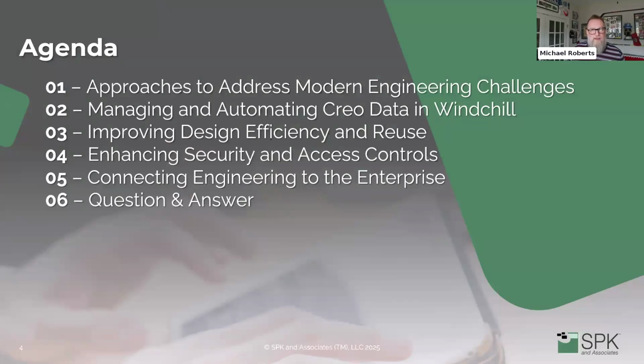So today's discussion around Windchill and Creo, we want to first talk about some of the modern engineering challenges and some of the real things that we see with customers today, and try to compartmentalize and categorize them on how those can be solved. We'll talk a little bit about managing and automating Creo data in Windchill, improving that design process and reuse, and then enhancing security and access controls based upon some new key features in Windchill's capability. And then we also lastly want to talk about connecting engineering to the enterprise, because that's another big efficiency gain that can be had by looking at this as a whole solution, not just as something that engineering has that nobody else really looks at.